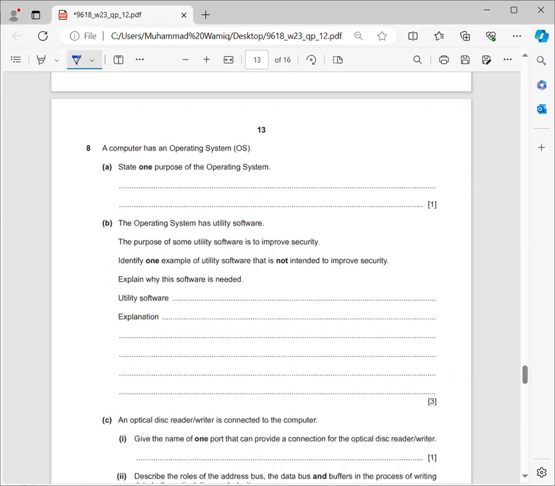Question number 8. A computer has an operating system. State one purpose of an operating system: to provide a platform, or you can also write to provide a user interface. The operating system has utility software. The purpose of some utility software is to improve security. Identify one example of utility software that is not intended to improve security.